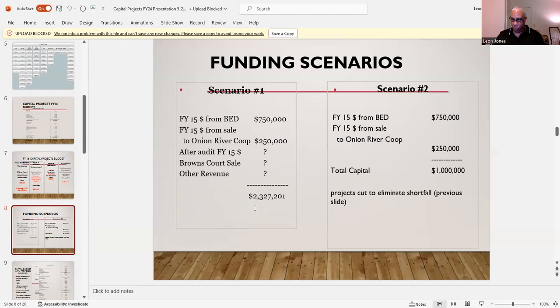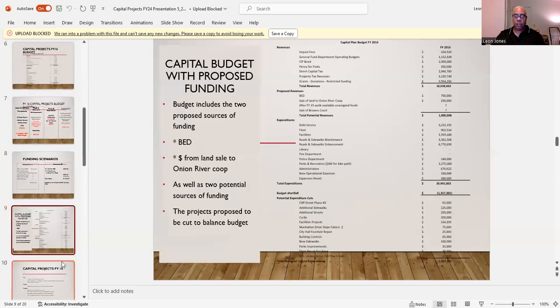That $2,327,201, that's your shortfall. That means you had more expenditures than revenue. Now, in order to eliminate that shortfall, you need $1 million worth of projects to eliminate that. And then they go back and calculate the numbers again to see if the shortfall is eliminated.